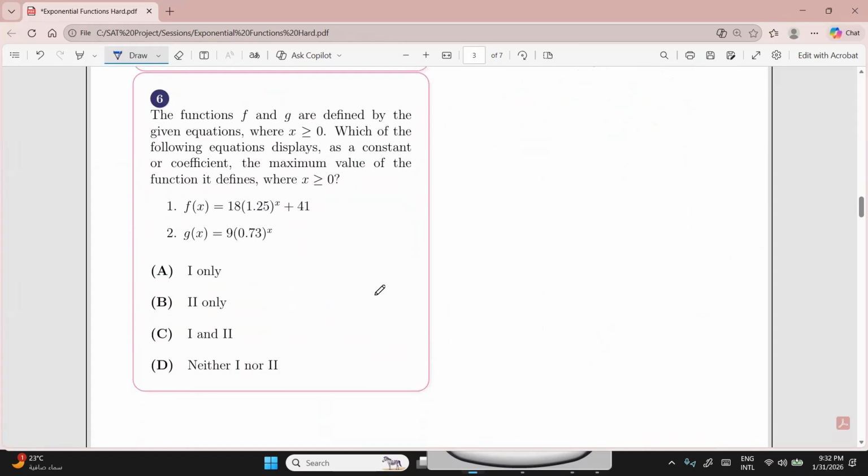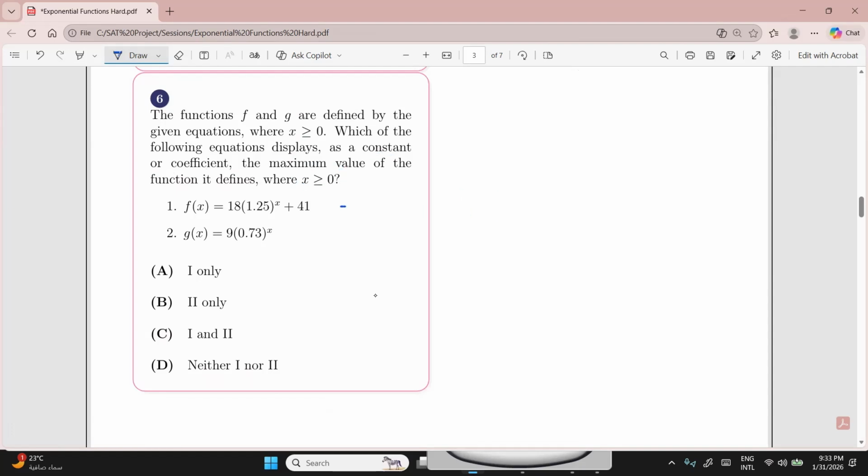Number 6, the functions f and g are defined by this, the same idea we studied before. We tried answering the question on Desmos before. Let's try to answer this question manually, using the calculator, replacing x by 0 in all of these. When the number given is the same as in the question, we choose it, because the constant or coefficient should be displayed. So let's write now x as 0.